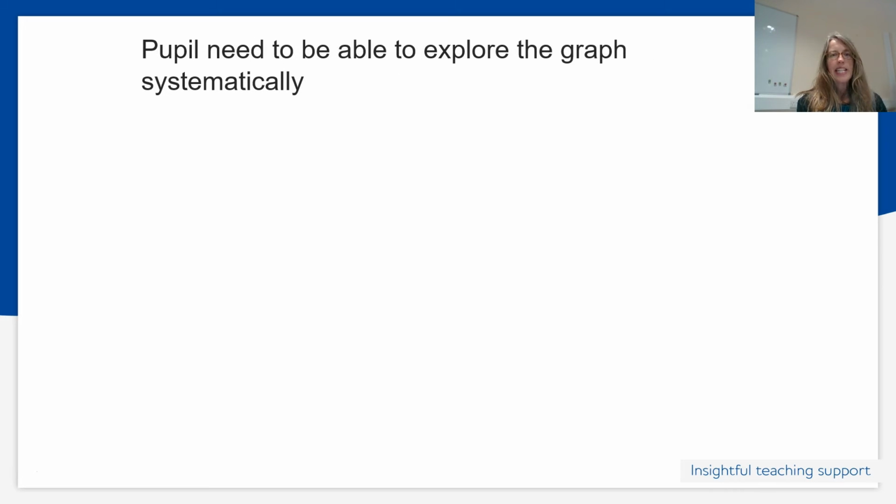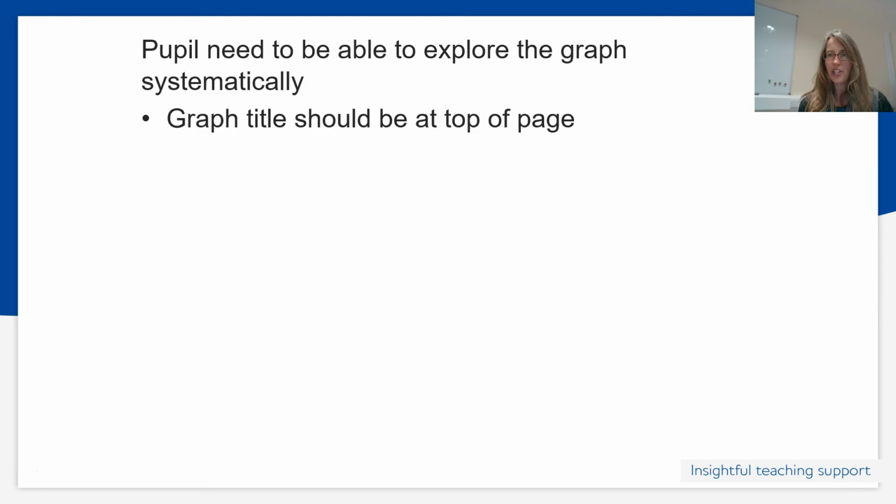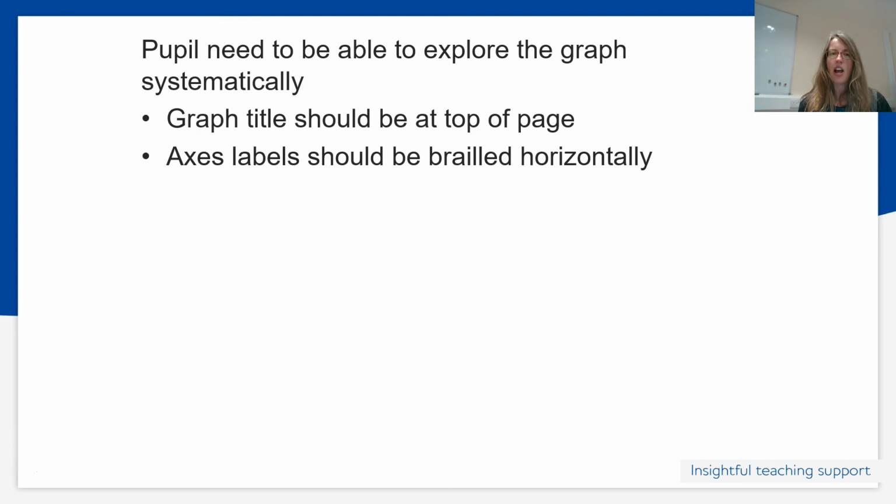So what we need to ensure when we're teaching pupils to read graphs and to access graphs when they're doing graph questions is that they need to be able to quickly explore that graph and get the sense of what the graph is all about. In order to help them do that, it's really important that we present it in a systematic way. I would suggest that the graph title should always be at the top of the page. Any labels should be brailled horizontally on both the x-axis and the y-axis. Normally, putting your label up above the y-axis would be the simplest place to put that.